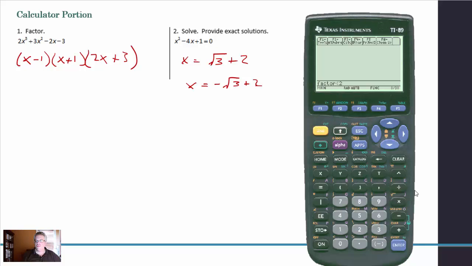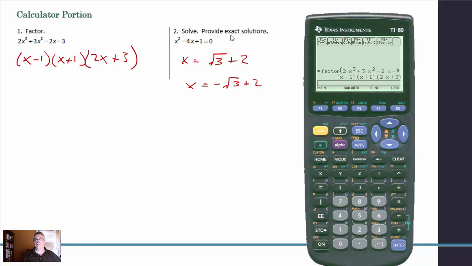So here we go, 2, and then we have x to the third. So that's 2x to the third plus 3x squared, then minus 2x, and then minus 3. Hopefully I entered everything okay, and hit enter. There it is. That's what I wrote down: quantity x minus 1 times quantity x plus 1 times the quantity 2x plus 3. Alright, score 1 for the 89.